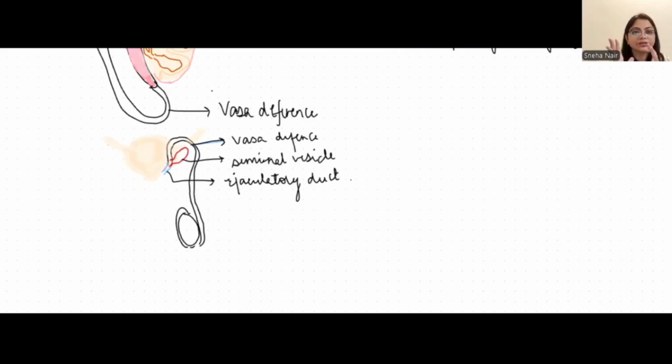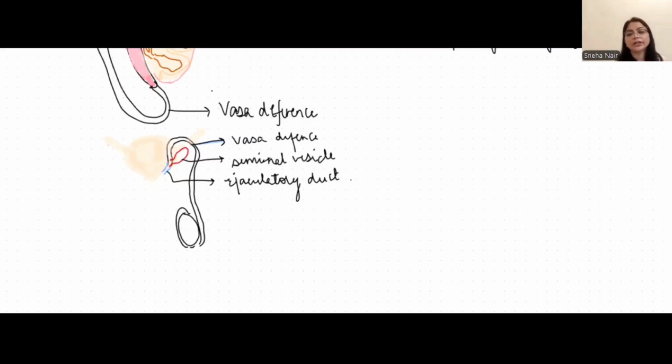Ejaculatory duct. It will transfer the sperm from the testes to this point. From the seminal vesicle, the seminal fluid will be released. Both sperm and seminal fluid will mix together and form ejaculate. That will be ejaculated out of the body. And through this ejaculation, sperm will pass to the female system. Okay, so this is the ejaculatory duct.